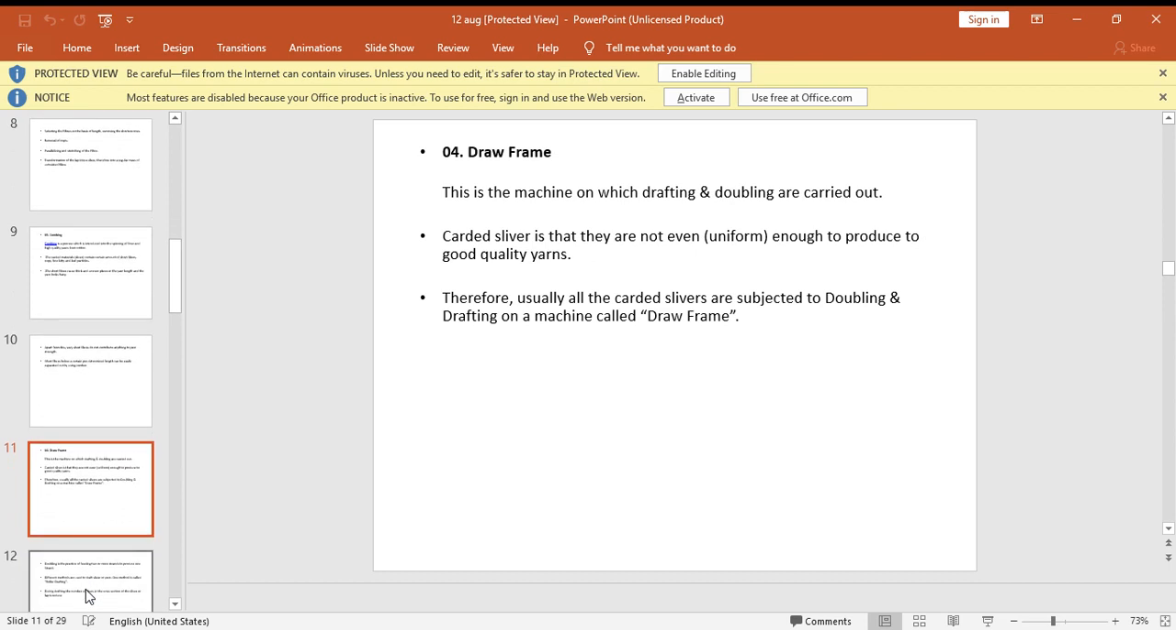Draw frame. This is a machine on which drafting and doubling are carried out. The carded slivers are not uniform enough to produce a good quality yarn. So usually all the carded slivers are subjected to doubling and drafting on a machine called the draw frame.